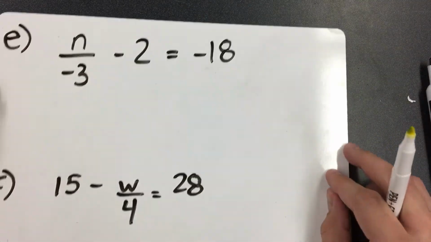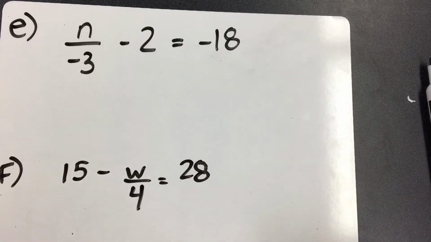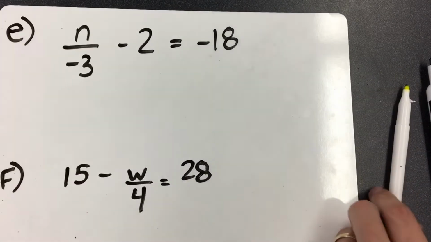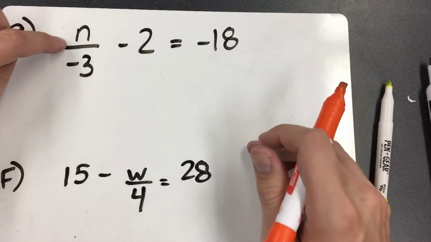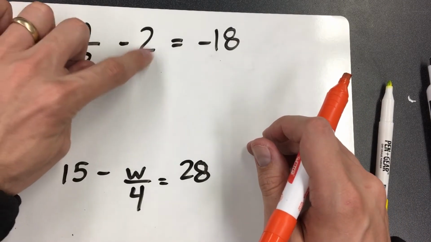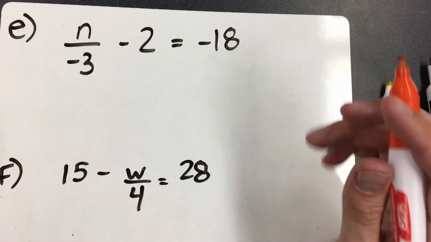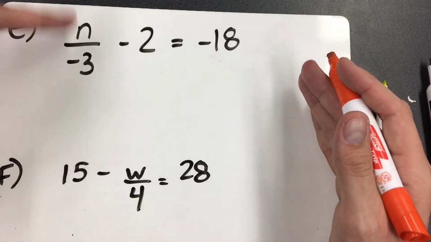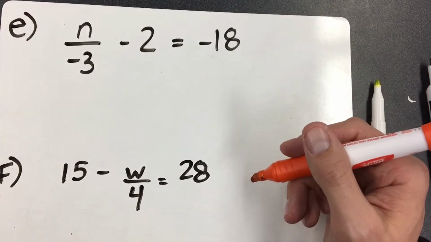I just have a couple more. So far at the end we've been doing dividing. I wanted to show you a couple that will have multiplying at the end, and that is these two. On letter E, my letter N all of a sudden is being divided by negative 3, and it's being subtracted with 2. So I'm going to undo the adding and subtracting first. Don't let this throw you off. We're still following the same steps.